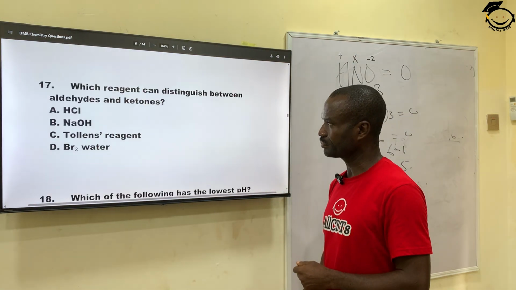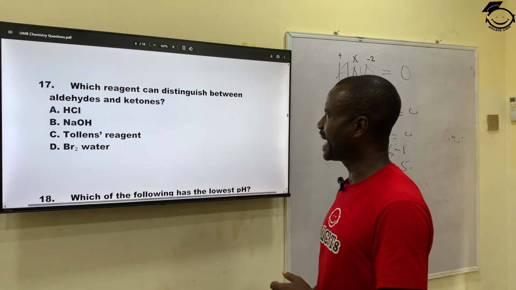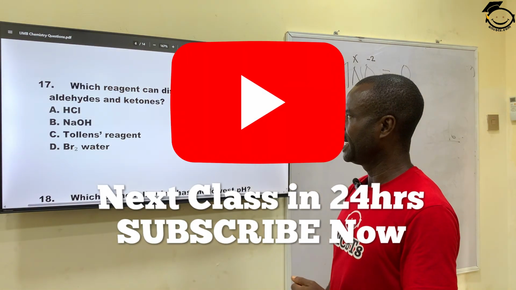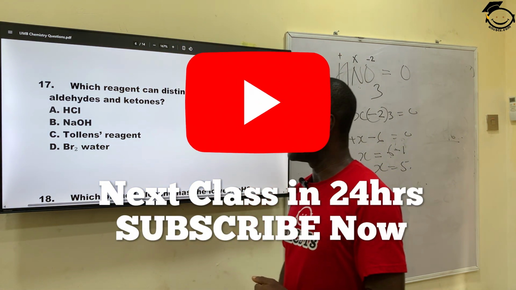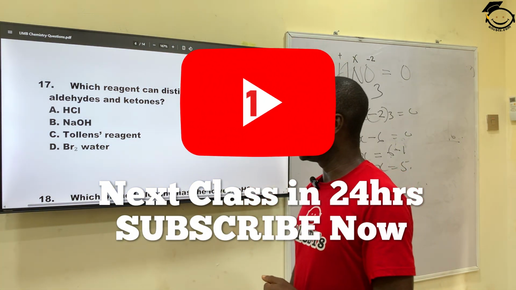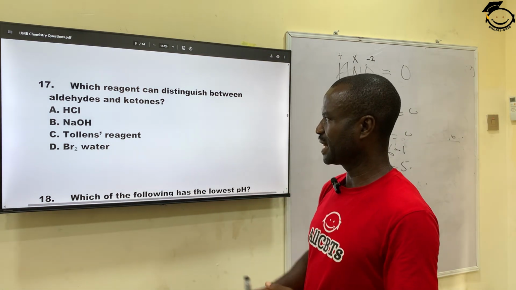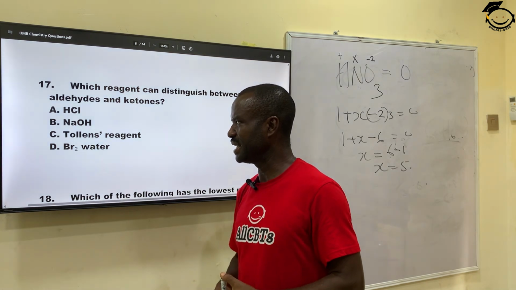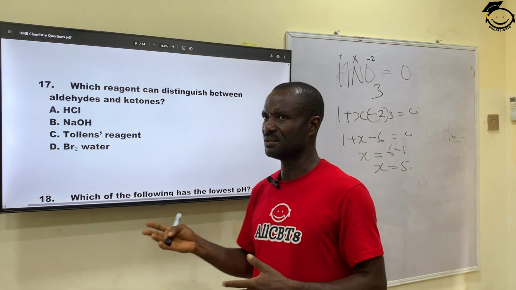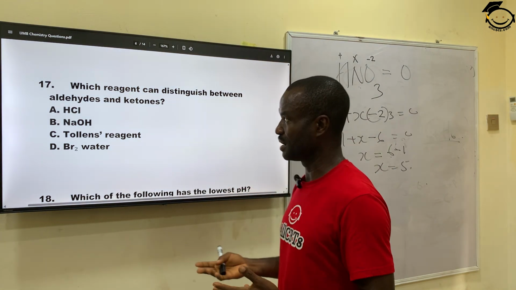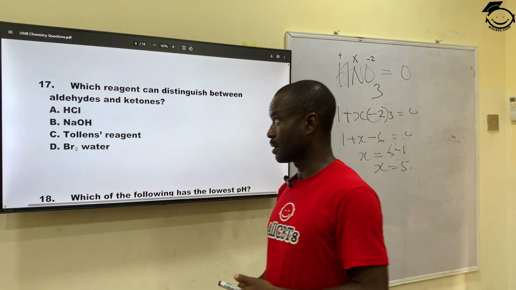Question 17. Which reagent can distinguish between aldehyde and ketone? A, HCl, B, sodium hydroxide, C, Tollens reagent, then D, bromine water. The correct answer is Tollens reagent. Tollens reagent will react with aldehyde to give a silver mirror. Silver mirror reaction, while ketone will not.